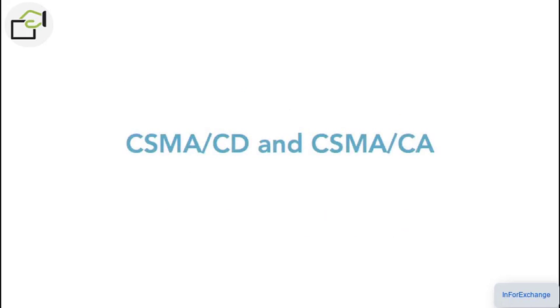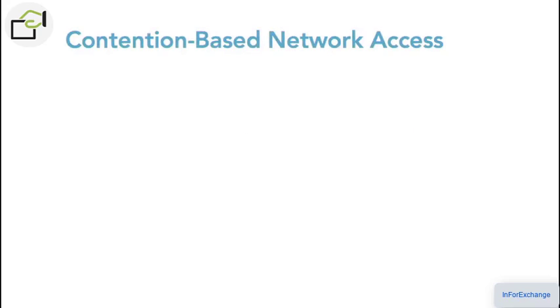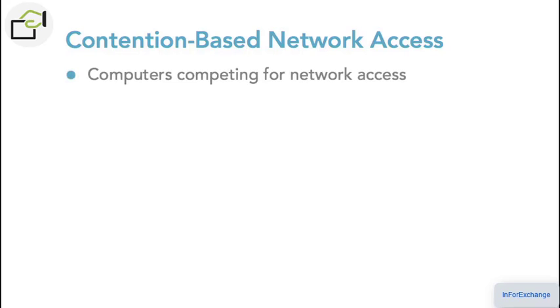Next, we want to address 2 common ways that nodes or computers use to access the network directly. In other words, to be able to get onto the network, not necessarily to get resources, but actually access the physical network itself. The 2 ways that we are going to look at are both contention-based network access methods, which were briefly mentioned in a previous video. Basically, in a contention-based network access method, the computers compete for network access.